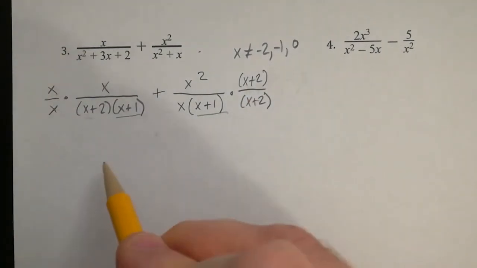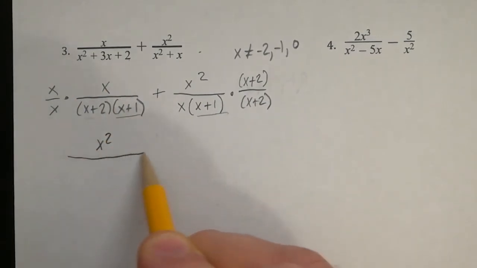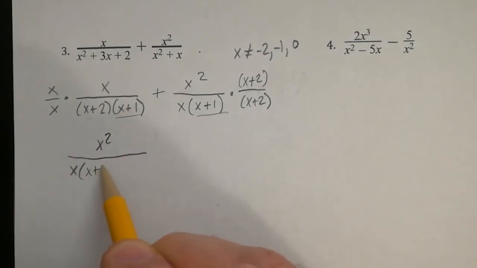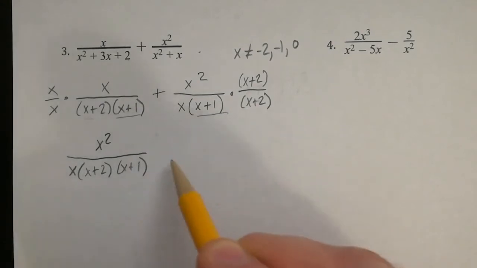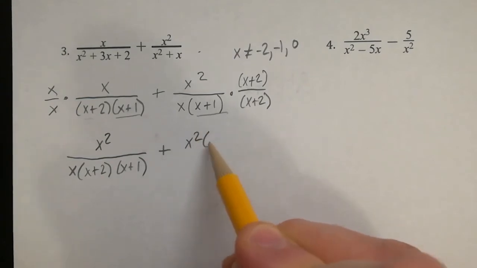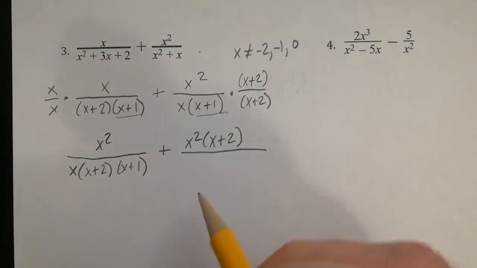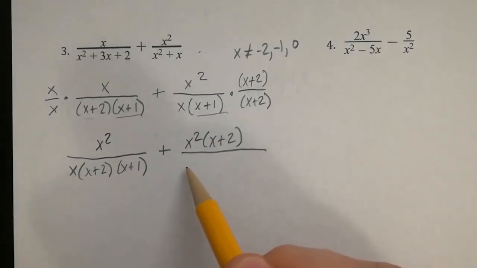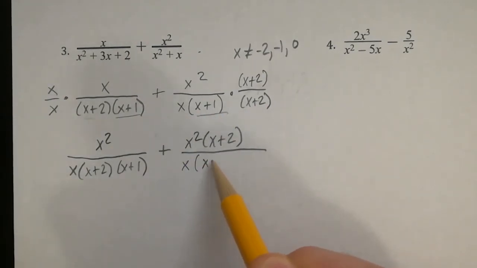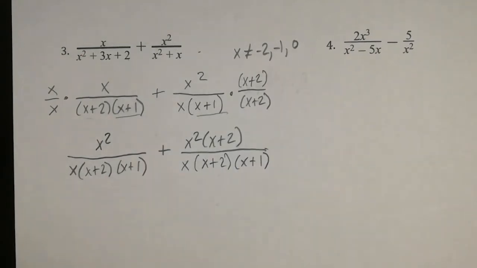Let's see what we end up with here. We'll get x times x in the numerator, so x squared. And then our common denominator is going to be those put together: x times x plus 2 times x plus 1. And then the numerator, just for right now, you could write it like this. We'll have to distribute that soon. And the common denominator, I'm going to write in the same order as this one. It doesn't really matter, though. I just like them to look exactly the same. All right, so there's that.